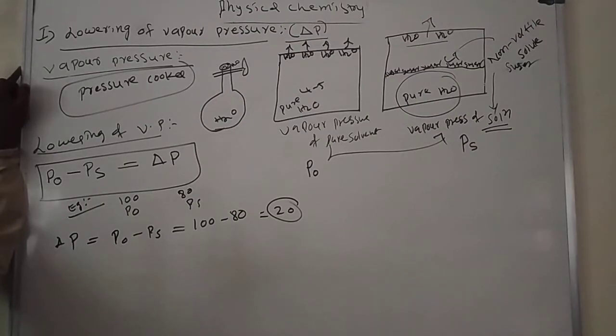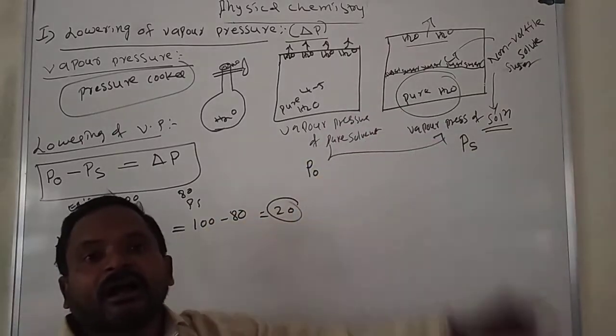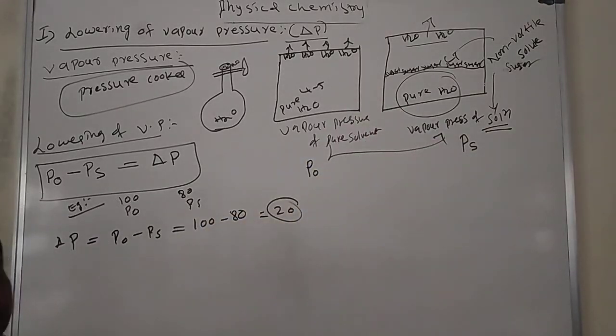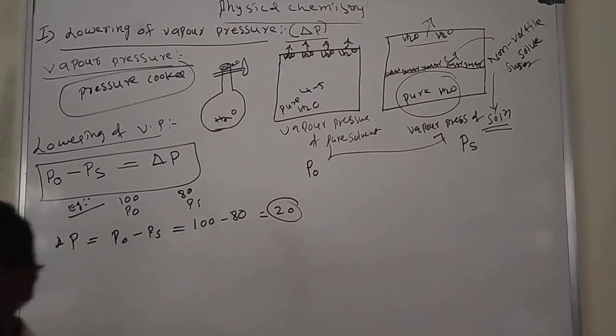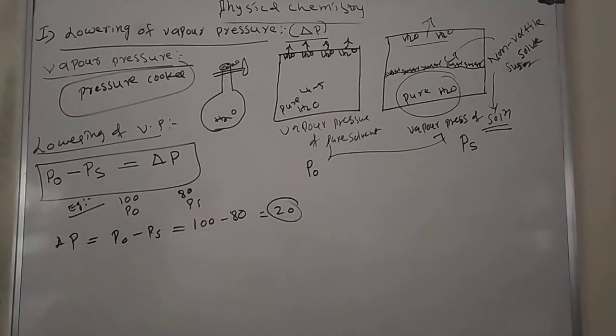When you observe lowering of vapor pressure by the addition of non-volatile solute, that's why it is considered a colligative property. The property which depends on particles of solute, we call lowering of vapor pressure, a colligative property. And this is about the lowering of vapor pressure.